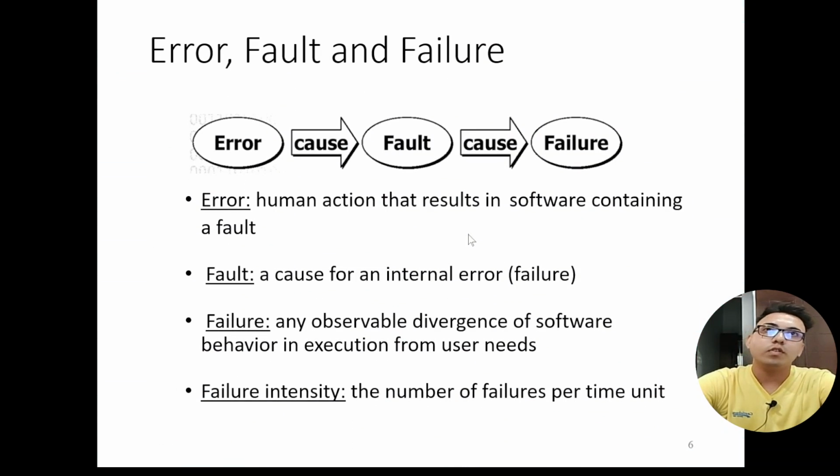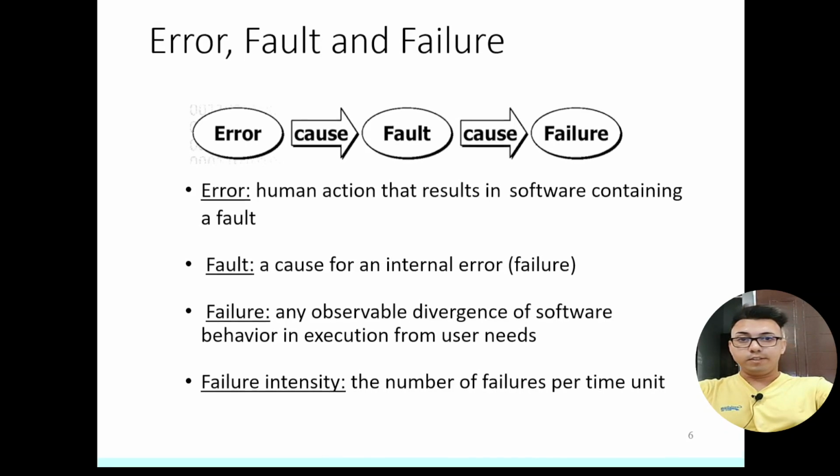Next, error, fault and failure. An error causes a fault, and a fault causes a failure. An error is a human action that results in software containing a fault. A fault is the cause of an internal error. A failure is an observable divergence of software behavior in execution from user needs. And the fourth one is failure intensity, the number of failures per unit time.